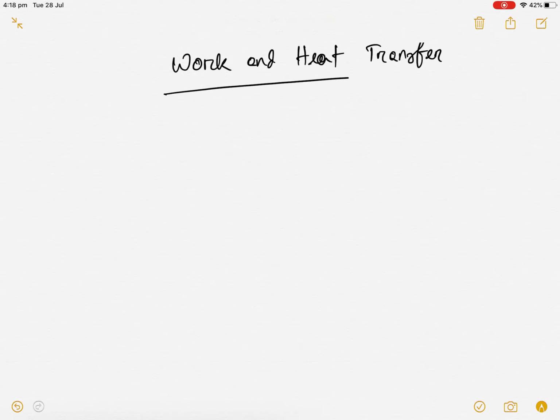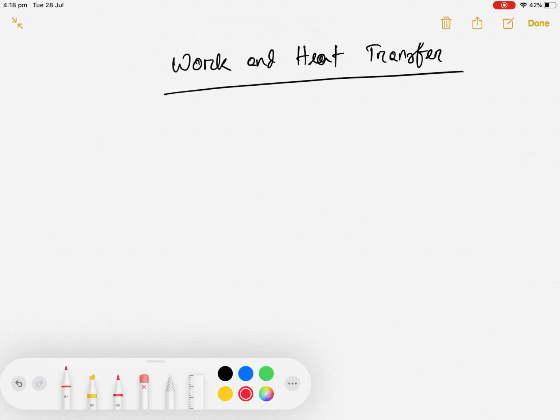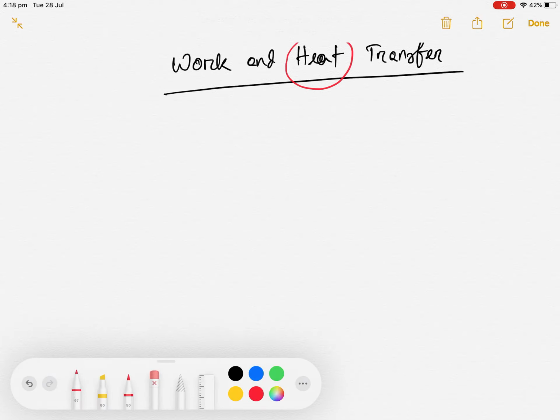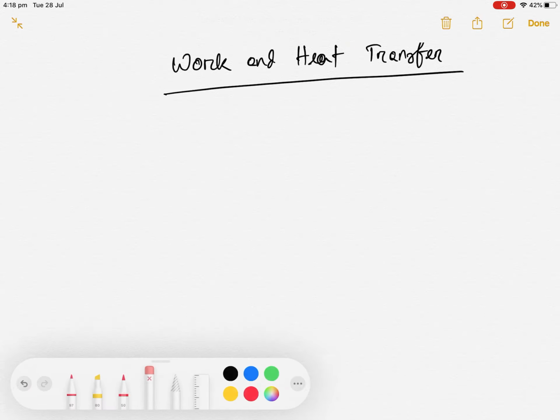Okay, so in this video, we will discuss work and heat transfer. This is very important, and we actually need some clear understanding of work and heat transfer. So at the very beginning, let's say what is heat or what is heat transfer? So what is heat or heat transfer?